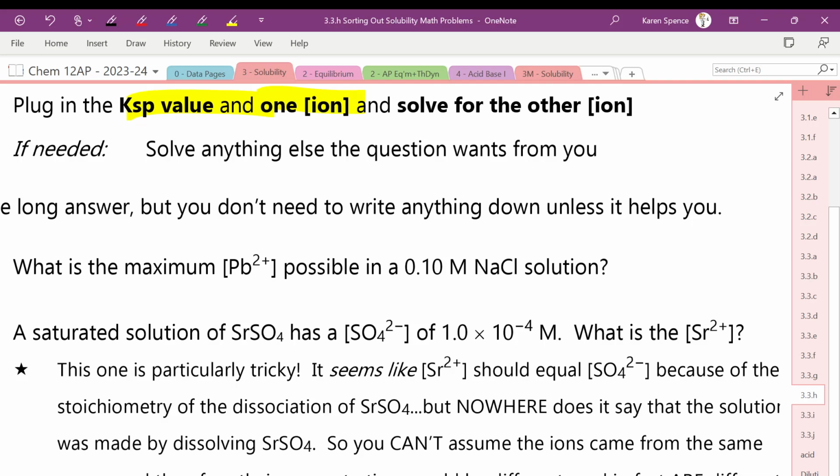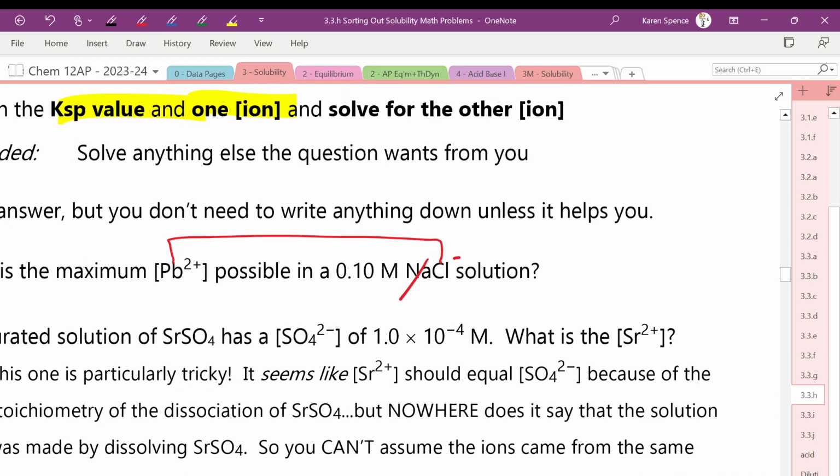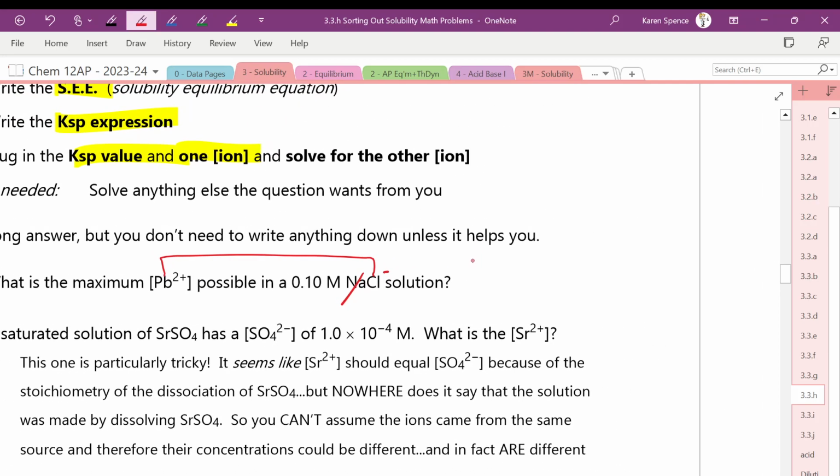Who is the compound of interest here? Who are we interested in? Lead chloride, right? We're interested in the lead getting together with the chloride. What are we going to do with the sodium? Ignore it because it is a spectator. So you will be dealing with this equilibrium, PbCl2 in equilibrium with Pb2+ and 2Cl-.